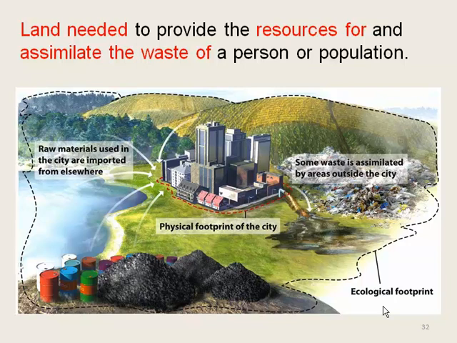By definition, our ecological footprint is based on the land needed to provide the resources for and assimilate the waste of a person or a population. That includes both raw materials used in the city or wherever the calculation is done for. It can involve the physical footprint of the city and how it affects water runoff or air pollution coming off, and some of the waste that's assimilated by areas outside the city, such as at a landfill or other waste dumping area. The total footprint is that ecological footprint of the people living in that particular area.